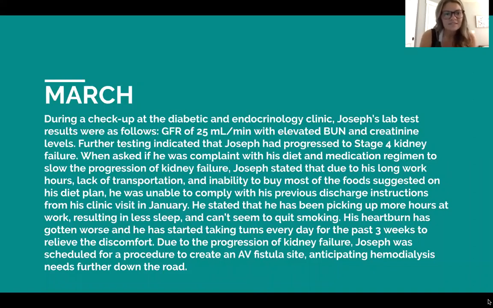When asked if he was compliant with his diet and medication regimen to slow the progression of kidney failure, Joseph stated that due to his long work hours, lack of transportation, and inability to buy most of the food suggested on his diet plan, he was unable to comply with his previous discharge instructions from his clinic visit in January. He stated that he had been picking up more hours at work, resulting in less sleep, and can't seem to quit smoking. His heartburn had gotten worse, and he started taking Tums every day for the past 3 weeks to relieve the discomfort. Due to the progression of kidney failure, Joseph was scheduled for a procedure to create an AV fistula site, anticipating hemodialysis needs further down the road.